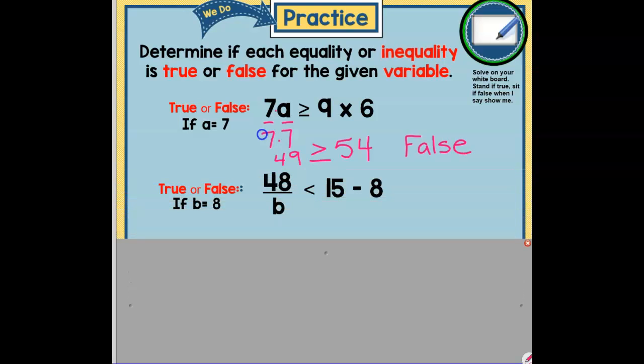Okay, go ahead and write the next one down. Remember this one, we've got a different symbol, but we know what that means. That's another way to write division. So 48 divided by b, is that less than 15 minus 8 if b is equal to 8? Go ahead and evaluate both sides and tell me if that's a true or a false inequality.